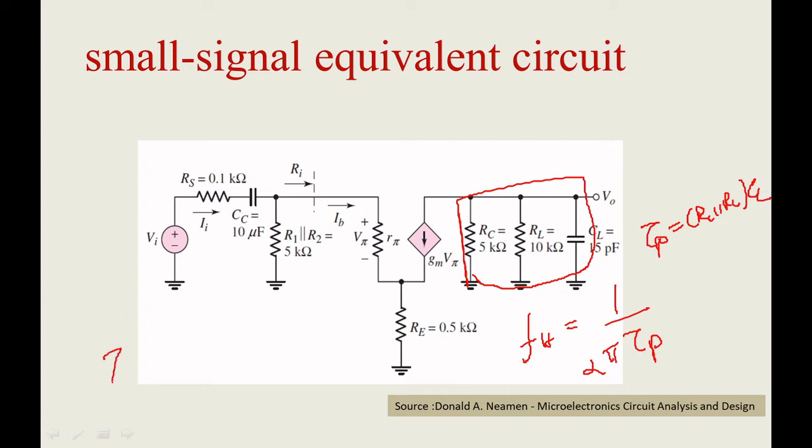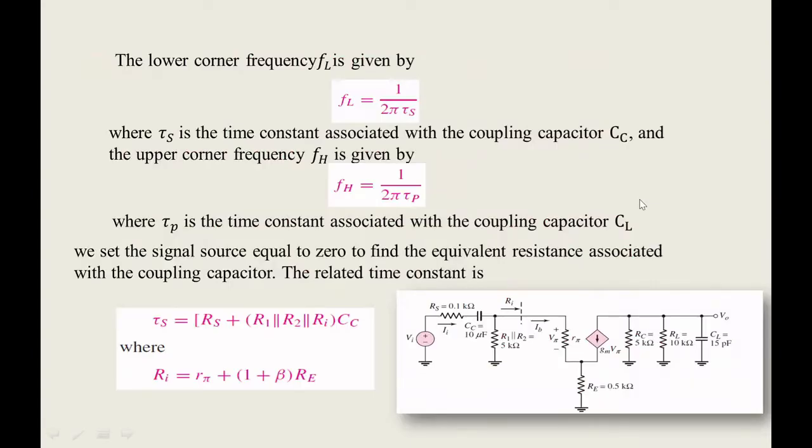Now what is the tau S? Tau S is RS plus, because it is connected in series. By looking at it, you can understand it is series. So R1 parallel to R2 parallel to Ri. That's all. What is the capacitance here? Cc. And what is the capacitance here? CL. That's all, so that is explained clearly here.